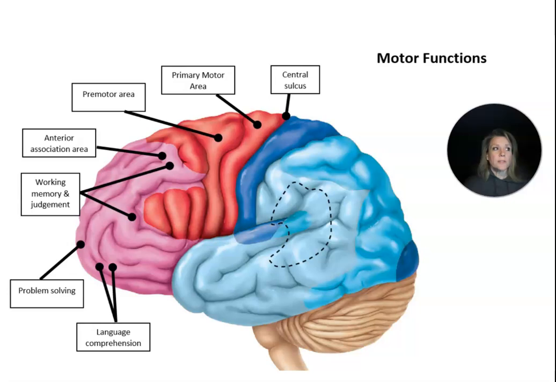And so the central sulcus, again, is going to be our landmark, and anterior to that, you have the primary motor area. Anterior to that is the premotor area, and then the pink area is the anterior association area, or sometimes it's called the prefrontal cortex as well. In this part, you're going to see different places that are known for handling working memory and judgment, as well as problem solving and even some language comprehension.